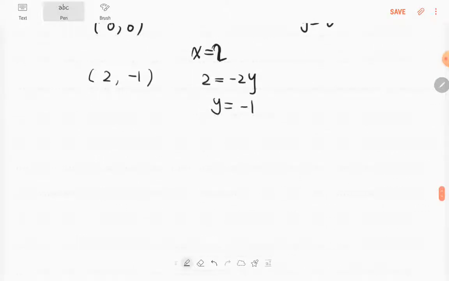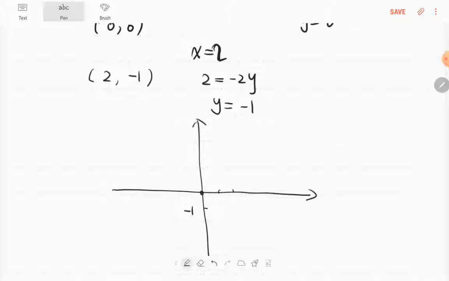After that, if you want, you can set a third point just to make sure. We have (0, 0), and we have (2, -1). It will be in this position. So we could connect these 2 points.